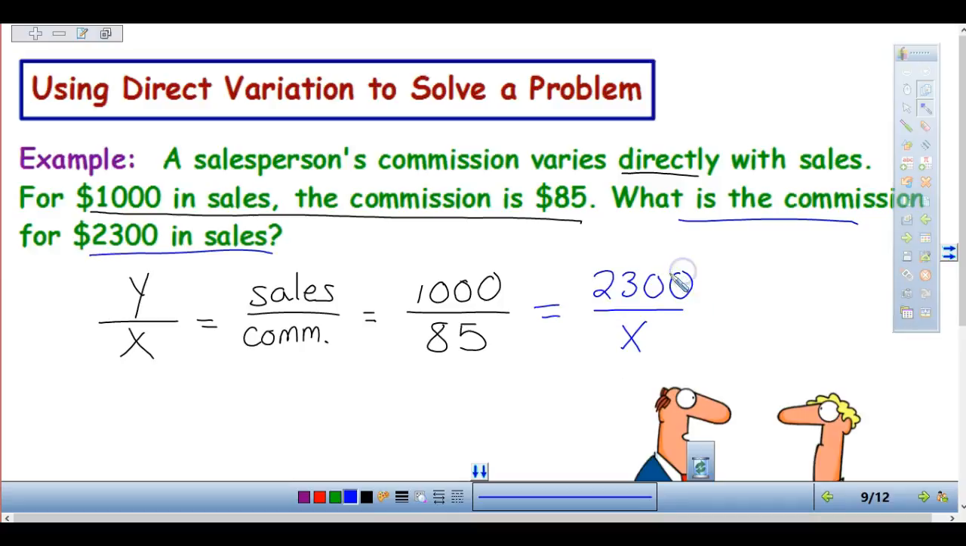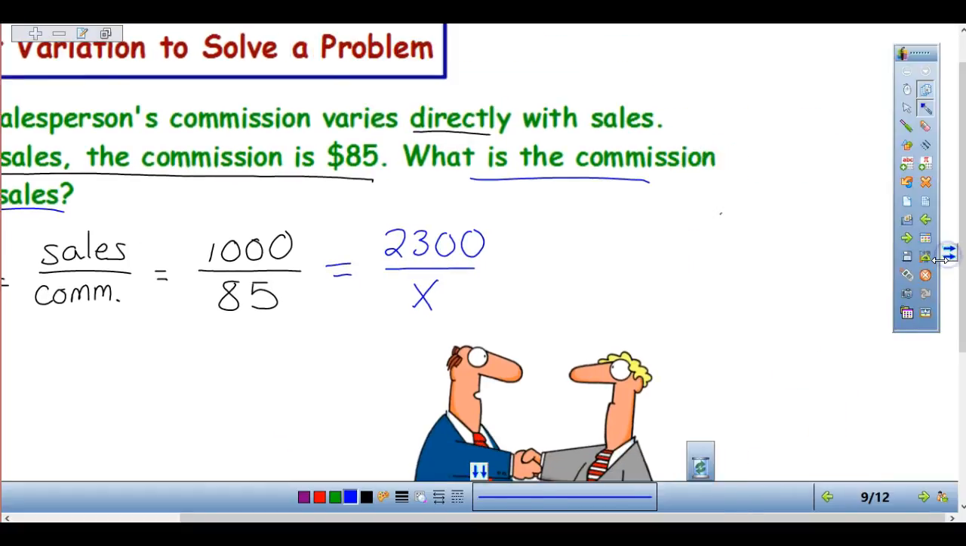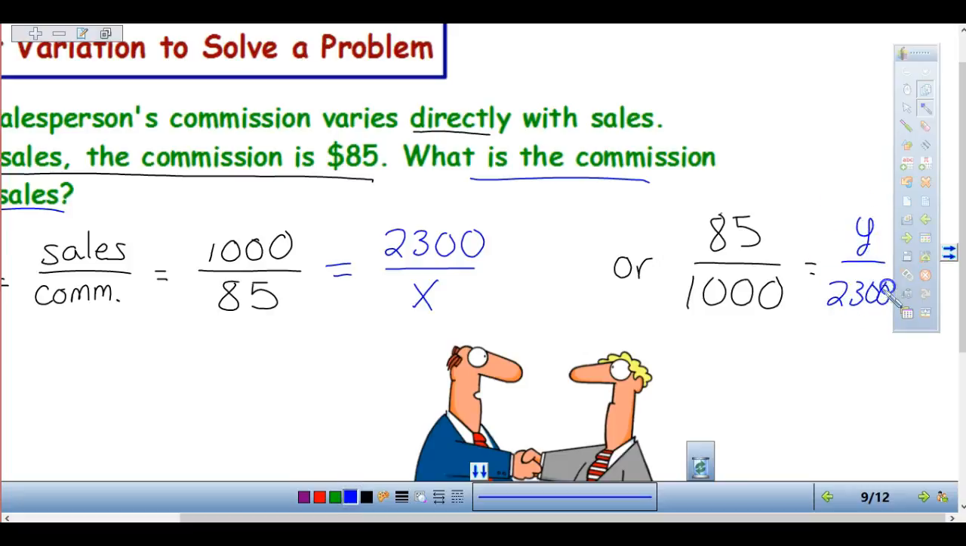So notice, if it's a story problem, whatever unit you put on top, it better be on top on the other one. So we chose sales on the top, so both of these numbers better be sales. And then commission is what goes on the bottom. Now we could flip it. If you wanted y, we could have done 85 over 1,000 and then made it y over 2,300. You're going to get the same answer because you notice when I cross multiply, either case, don't I have to take 85 times the 2,300? Okay, so I'm going to solve this one over here.